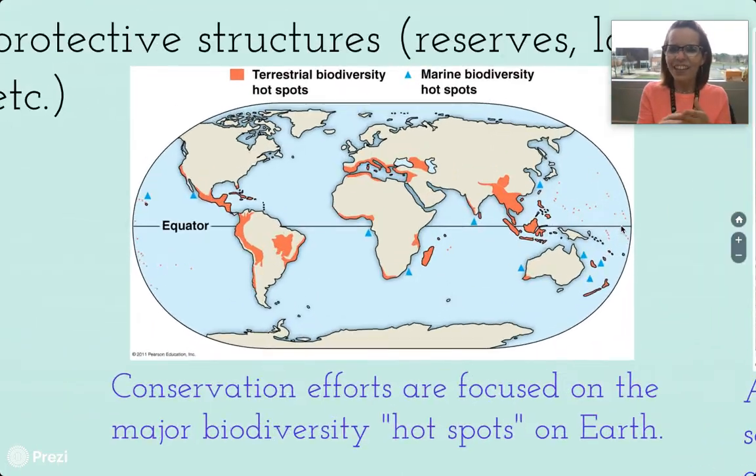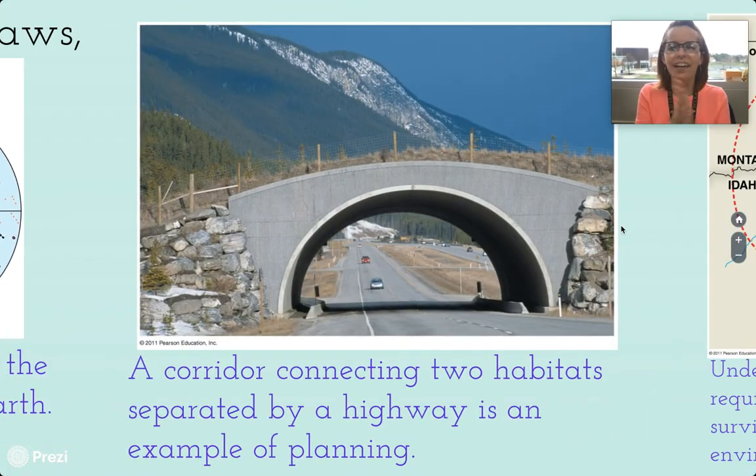And then I love this one here because I have been to this exact location. This is an example of a particular corridor. These are called habitat corridors, and they come in all shapes and sizes. So you can have tunnels that run under a highway. You can have bridges that run over a highway.